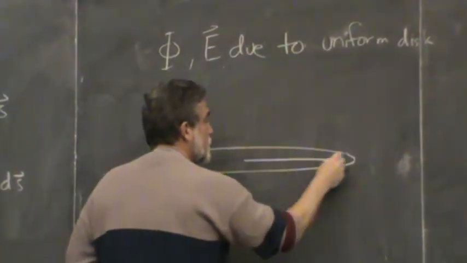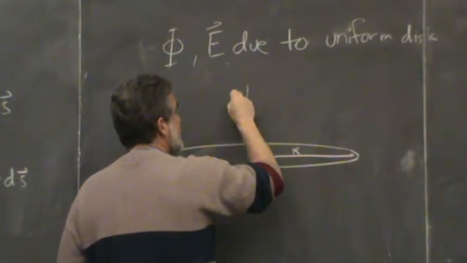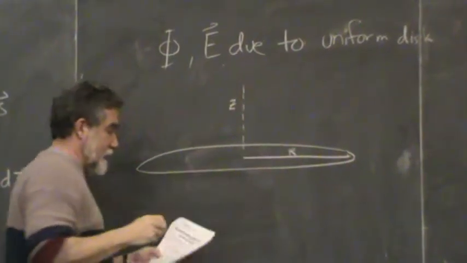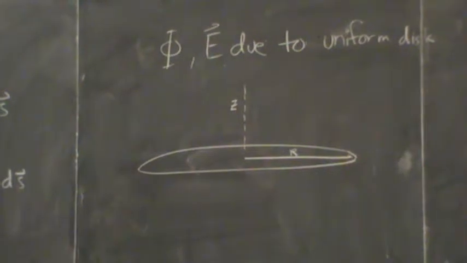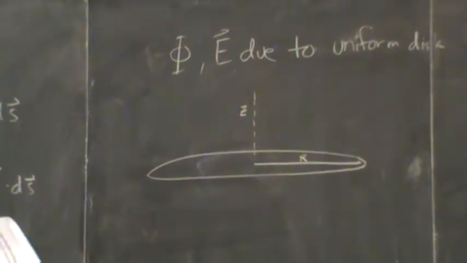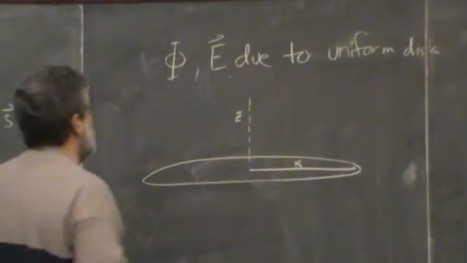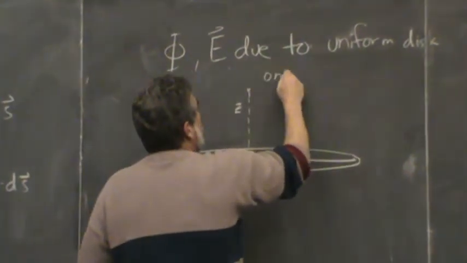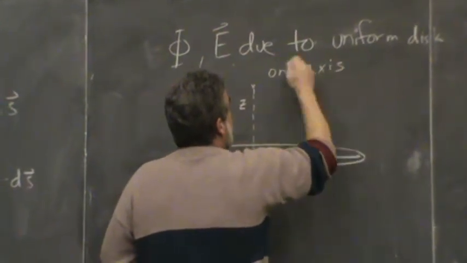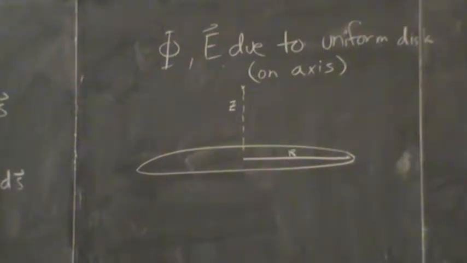So there's my disk. I'll call it radius r. I'm going to go up some distance z above the disk. We could write this out quite easily, but then the integral becomes quite complicated if we don't do it on the axis. I'm going to do it on the axis. Probably give it to you for homework off the axis.